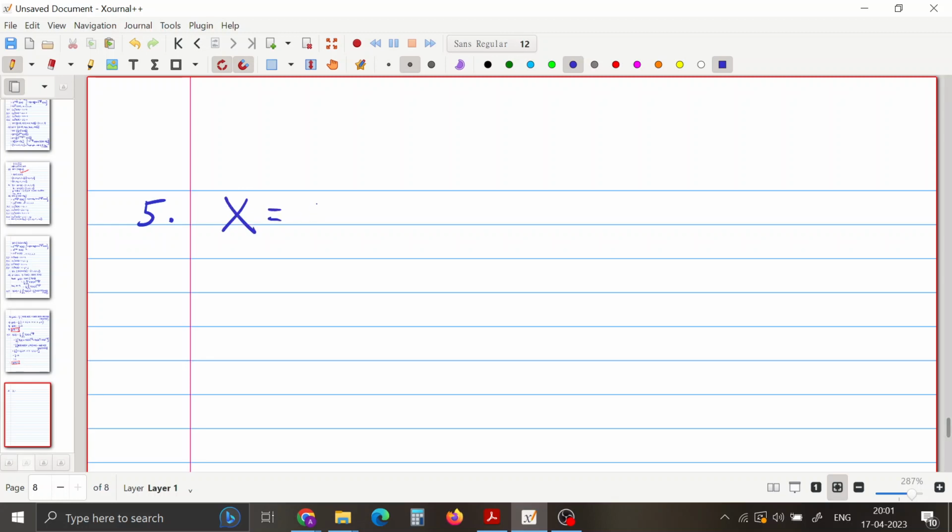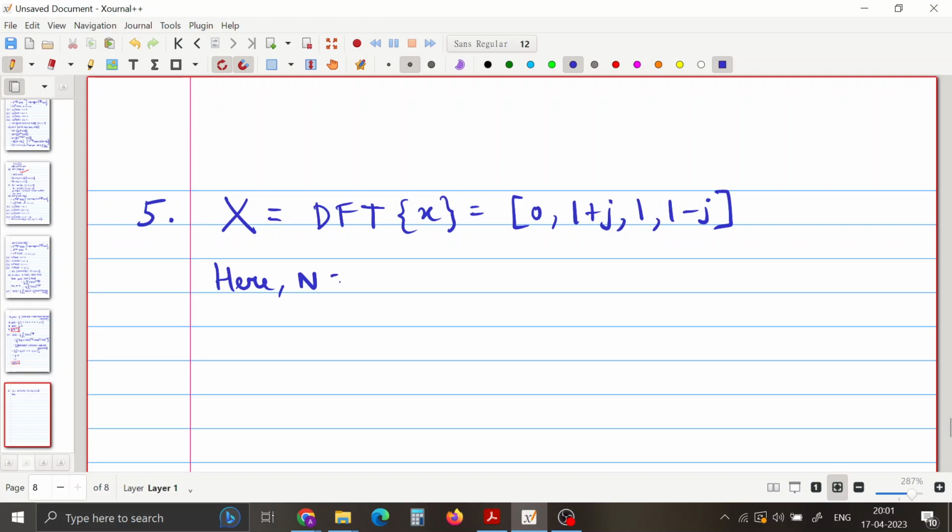So given this DFT, clearly capital N is 4 here. We will be looking at first part A. This is the given sequence: y of n is e power j pi by 2 n times x of n. We need to find the DFT of y of n.